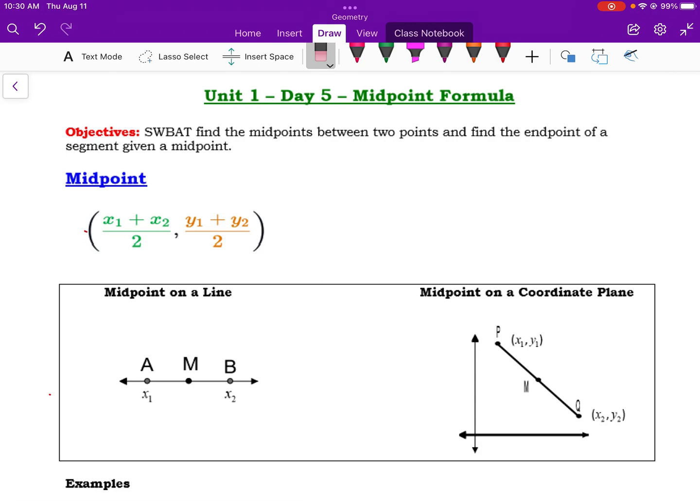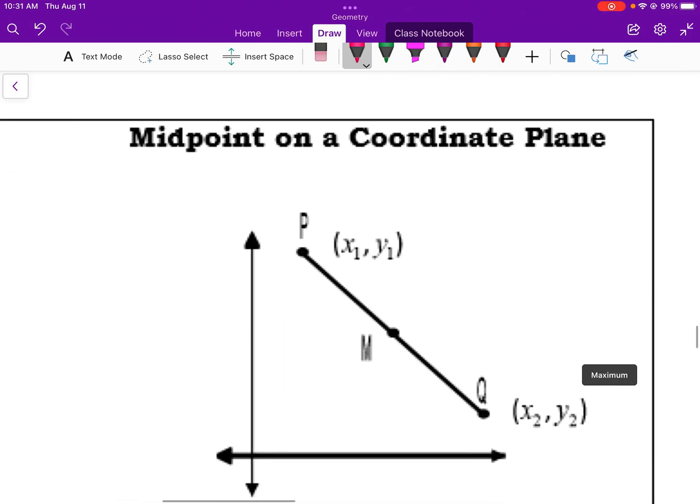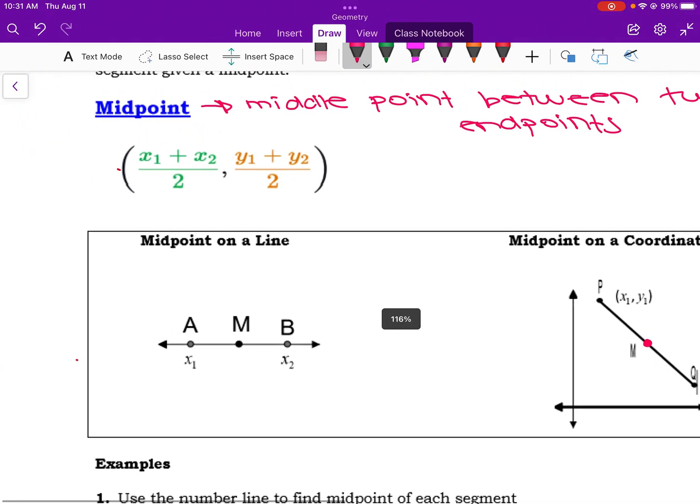So a midpoint, we say this is the middle point between 2 endpoints. So that's just the most general way to define that. If we're on a straight line, it's pretty straightforward to just take essentially the average of the points and find what's smack dab in the middle. If we're dealing with something in the coordinate plane, like in this scenario, it takes a little more calculation and thinking through the process to find, okay, where is this one located? Because we're not able to just count in, if that makes sense.